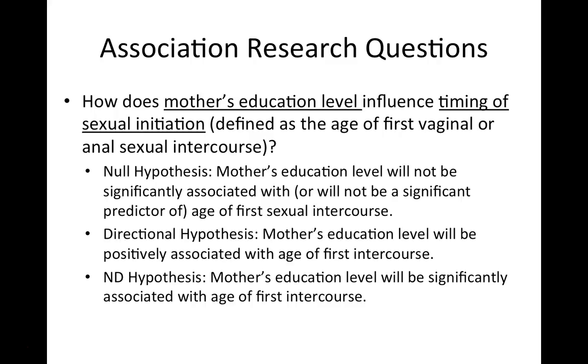And then when we look at the association research questions, we could come back to this question of how does mother's education level influence timing of sexual initiation? Defined as the age of first vaginal or anal sexual intercourse, and we could define that obviously however we wanted to. So again, mother's education level is the independent variable, and in this situation we'll think about it as a continuous variable, so the number of years of schooling that a mother has. And timing of sexual initiation, this is age of first vaginal or anal sex. So these are two continuous variables that we're looking at here.